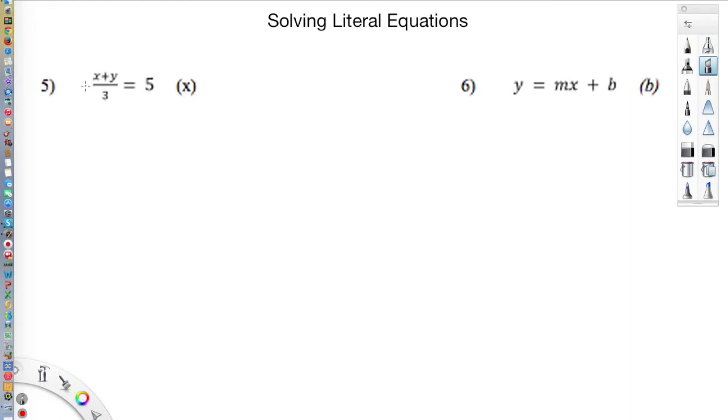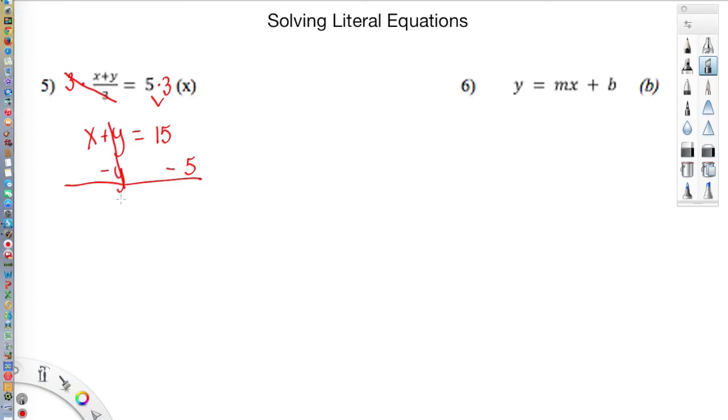I'd have to undo this divided by 3. I'd have to multiply by 3. And what I do to one side, I have to do to the other. So there, that would cancel out. And then I'm left with x plus y is equal to, well, 5 times 3 is 15. And I almost have x all by itself. I just have to get rid of this y. And since the y is being added to x, the inverse or opposite of that is subtracting y. And what I do to one side, I need to do to the other.